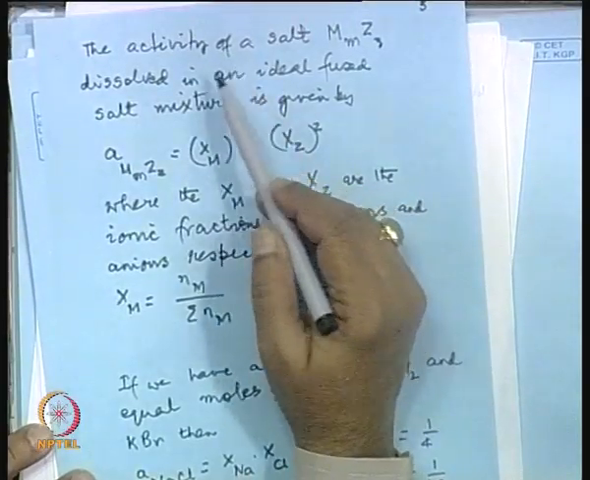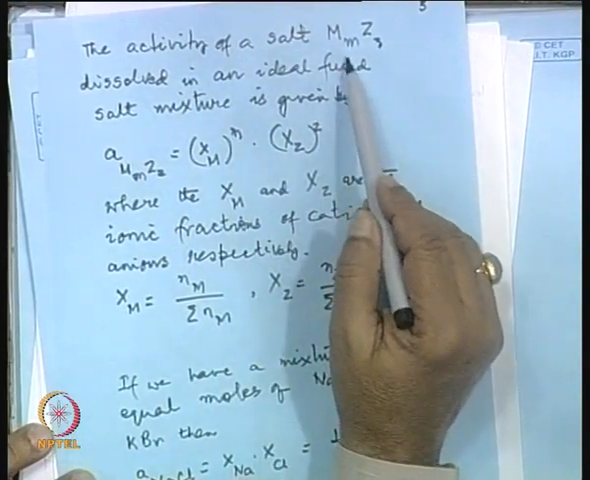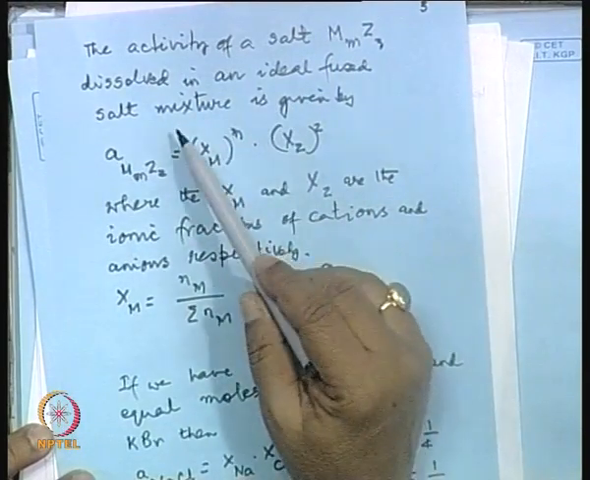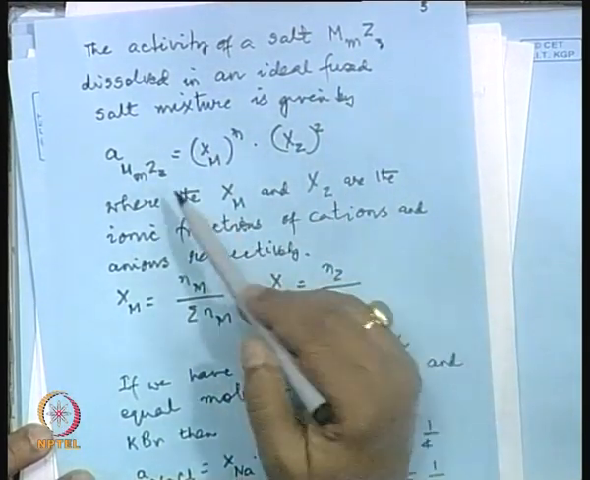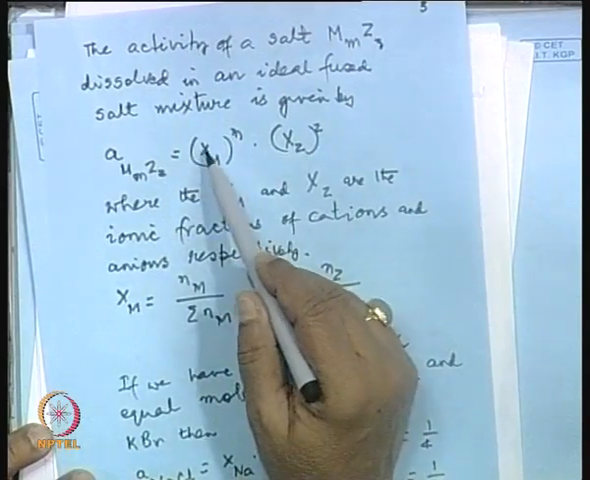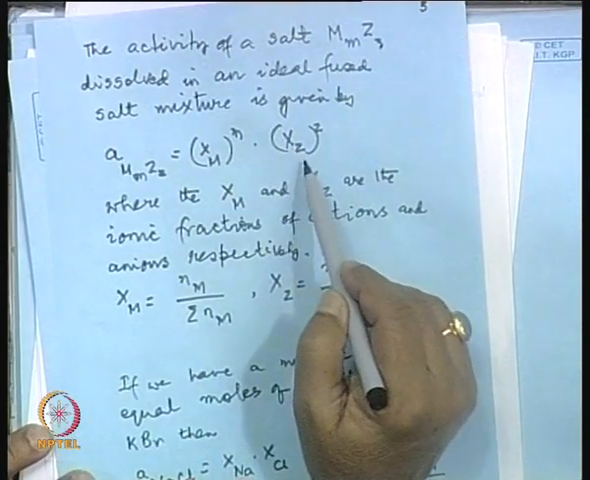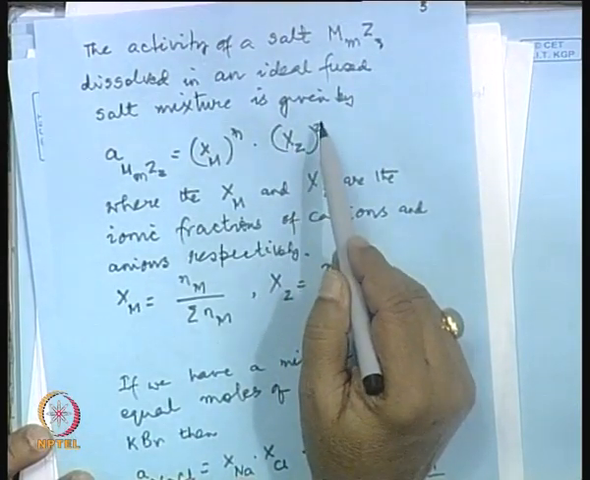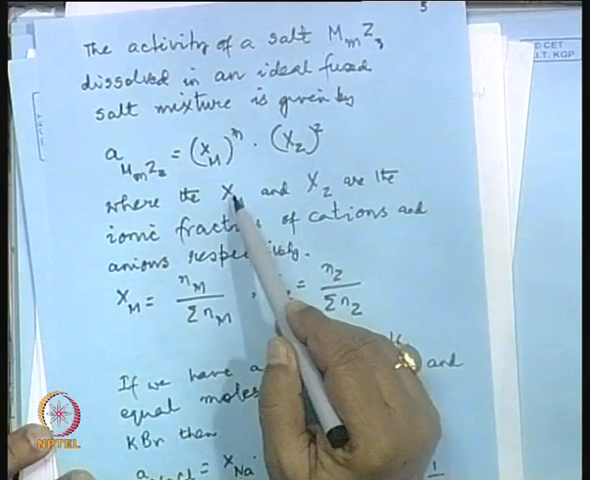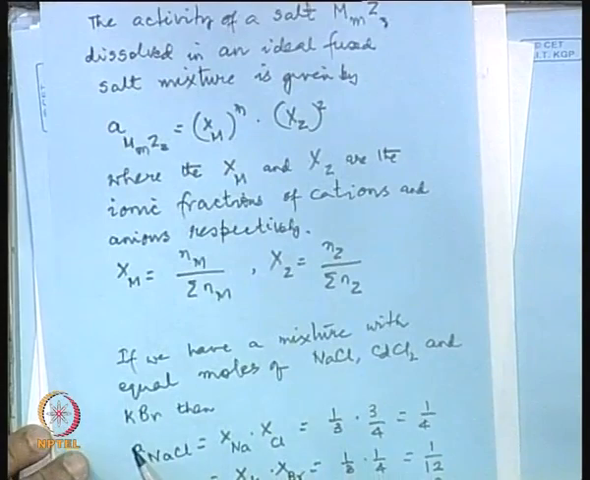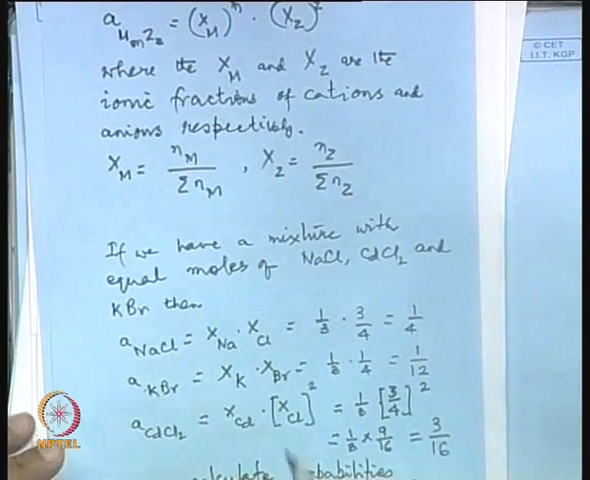Now, the generalized expression for the activity of a salt M_m Z_z dissolved in an ideal fused salt mixture is given by the activity equals the ionic fraction of M to the power m, times the ionic fraction of Z to the power z, where X_M and X_Z are the ionic fractions of cations and anions respectively. This is the definition of the ion fractions. Let us solve a simple problem.